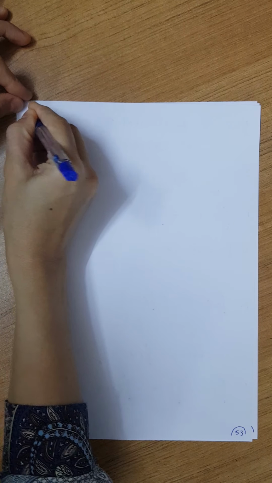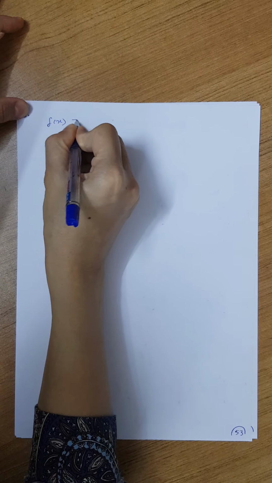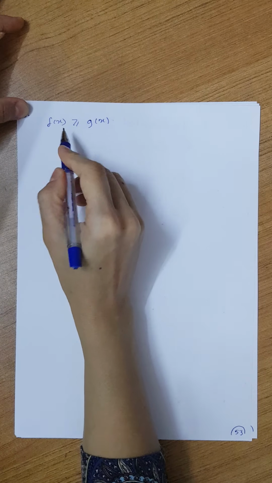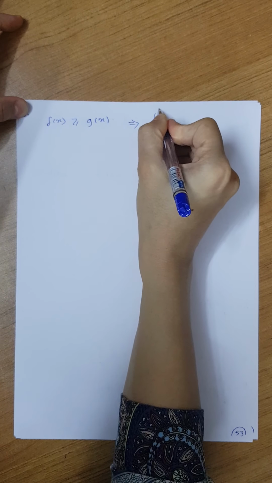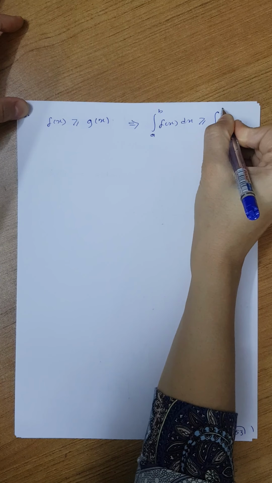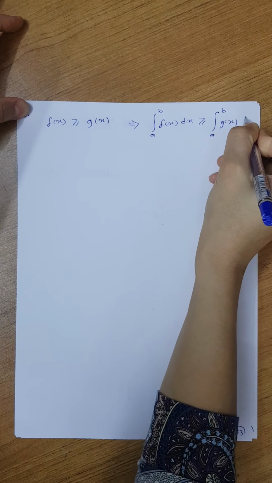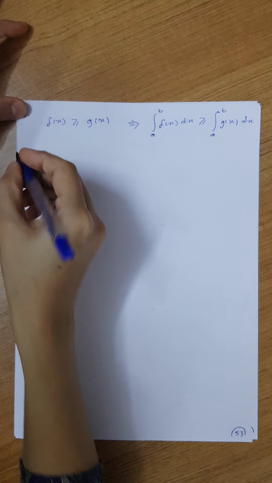Okay, now we're moving to domination. It has got another rule in there, the sixth one. If I have f of x greater than or equal to g of x, two functions where one is greater than the other, then I will definitely have the integration of f of x dx greater than or equal to the integration of g of x. So if one function is greater than the other, its integration will definitely be greater than the other one.